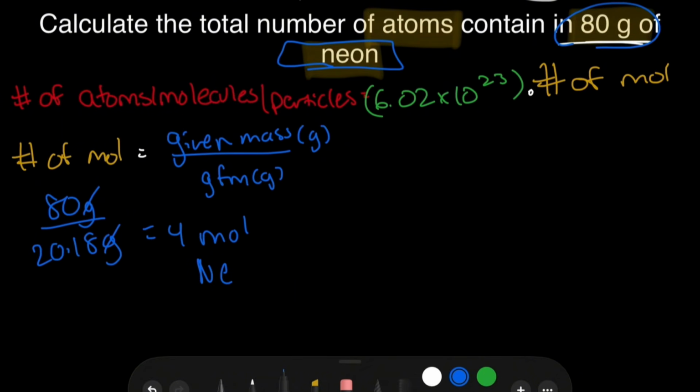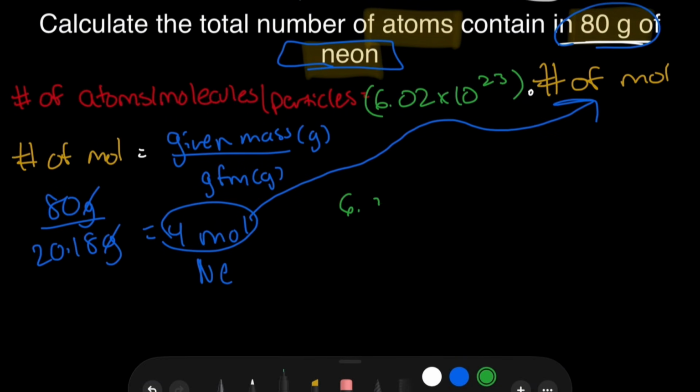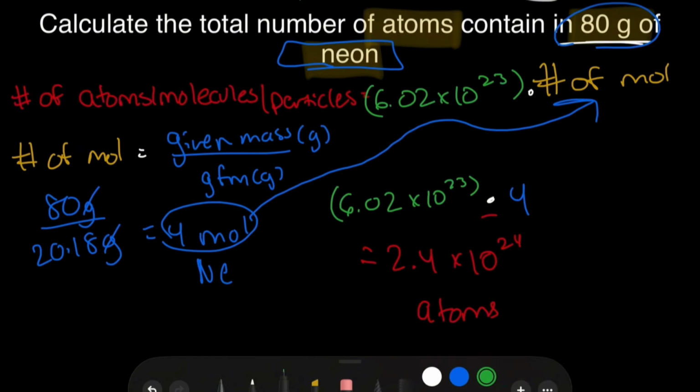Now that we know how many moles there are, we can finally substitute it into here. So now we just write 6.02 times 10 to the power of 23 times 4 moles. And we're going to get 2.4 times 10 to the power of 24 atoms. Sorry, this just looked like a 1. There you go. So this would be your answer.